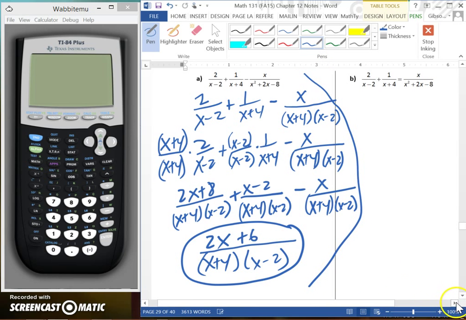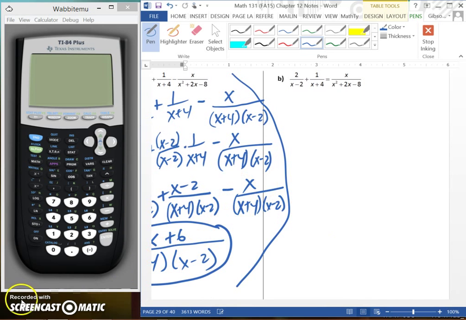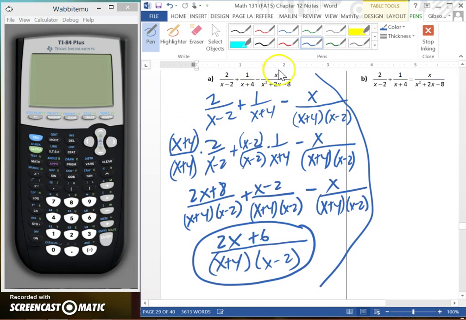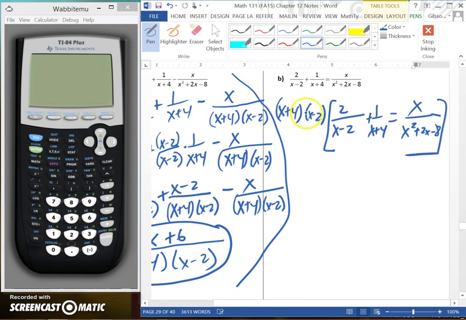Okay, now we go on to the next problem. Now with this next problem, you notice that it's basically the same as the previous problem we covered, except this has an equal sign. And we need to get rid of these denominators. So since we already found the common denominator, we're going to multiply this whole equation by x plus 4 times x minus 2. So now we multiply.